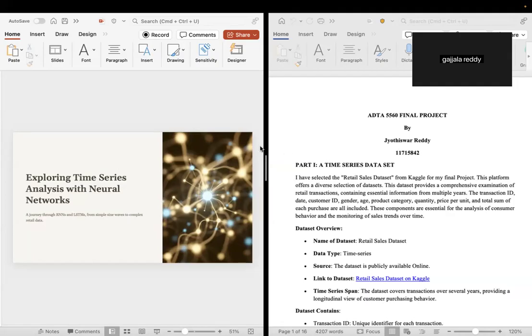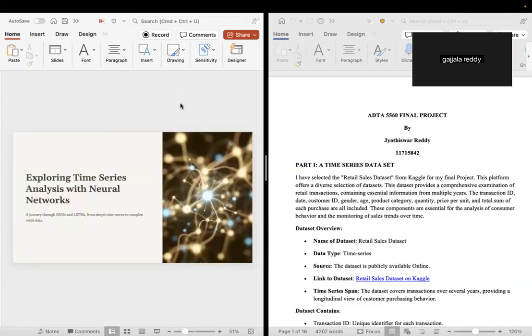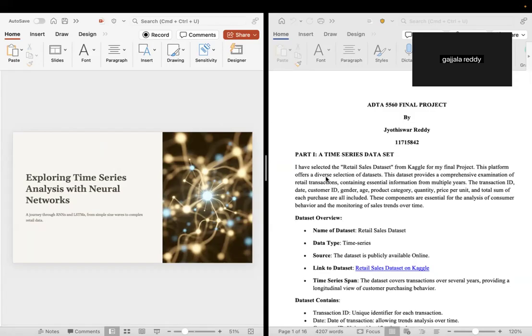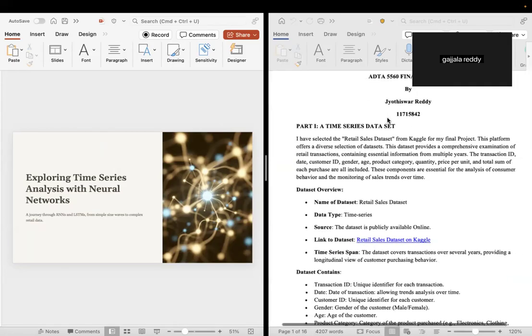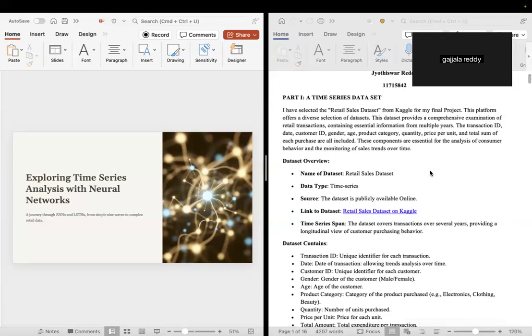Today I am discussing the final project on recurrent neural networks. Now I am going to explain exploring time series analysis with neural networks: a journey through RNN and LSTMs, from simple sine waves to complex retail data. Coming to part one, here we have the time series dataset. I have selected the retail sales dataset from Kaggle for my final project.